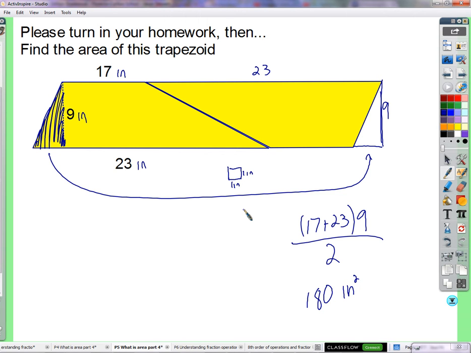Right, okay. I know that now what I would need to do to find this area would be add 17 and 23, multiply by the height, divide by 2, right? And that would work for any trapezoid. So that's what we're going to do next. We're going to take this, apply it to any trapezoid in the world or the universe. Copy this.